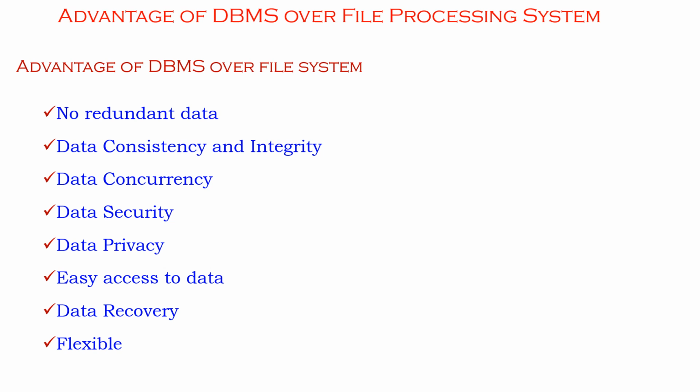We're able to provide security and privacy for the data. For sensitive data, we can provide privacy, and it is also easily accessible. We're able to fetch it, and if there is any failure in the database system, we're able to recover the data. It is also more flexible with respect to access, fetching, and storing. So we have more advantages of DBMS over the file system.